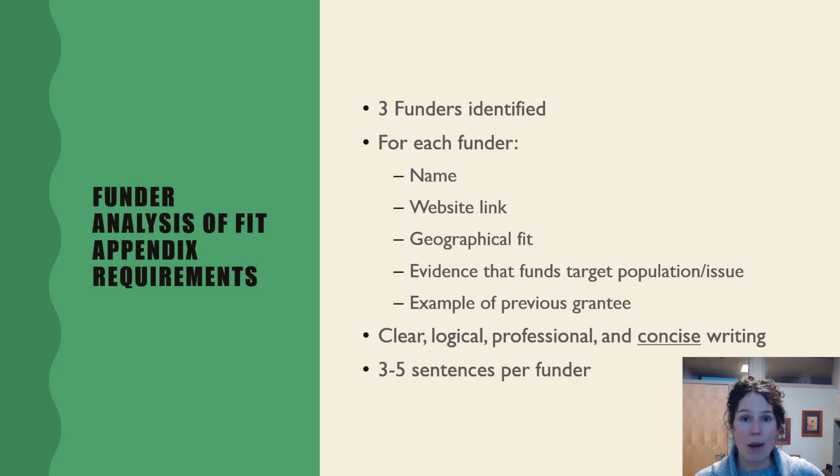So here are the requirements, and there is actually a nice worksheet that you can just complete and upload in your appendices. So you'll have 3 funders. For each one, you'll give some basic information: the name, the website, evidence that they fund programs within your geographical location, your population, your issue, and then give some examples of previous organizations that they have funded. And it's pretty short, just a few sentences per funder.